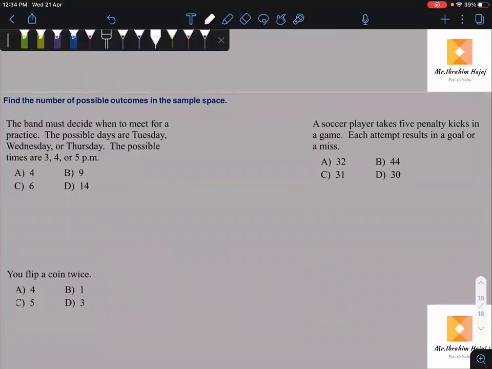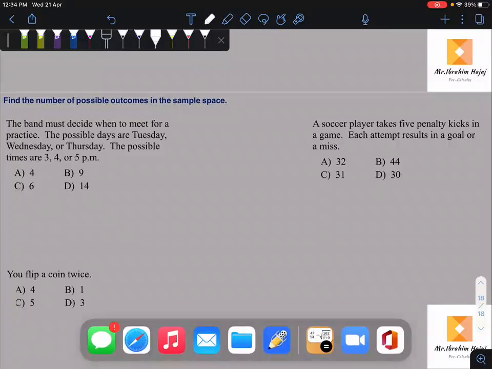Find the number of possible outcomes in the sample space. The team must decide when to meet for a practice. The possible days are Tuesday, Wednesday, or Thursday. The possible times are 3, 4, or 5 p.m. So we would like to find the number of outcomes when deciding when to meet for practice. One minute, please.